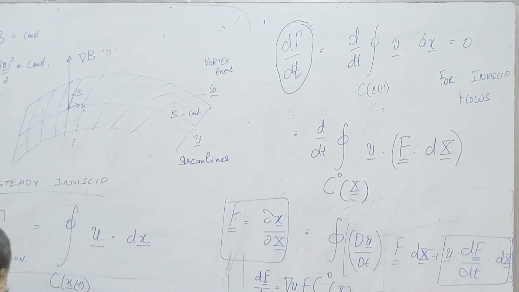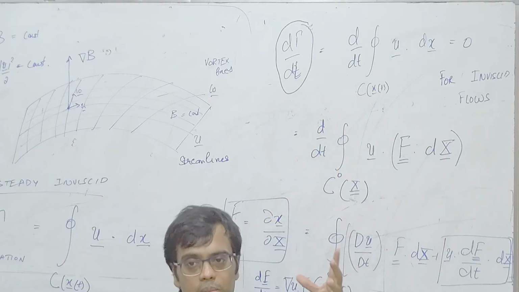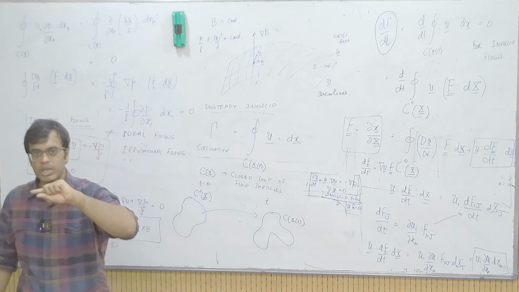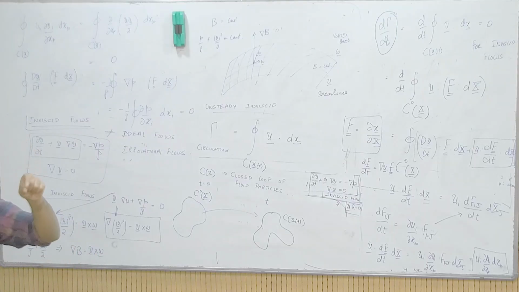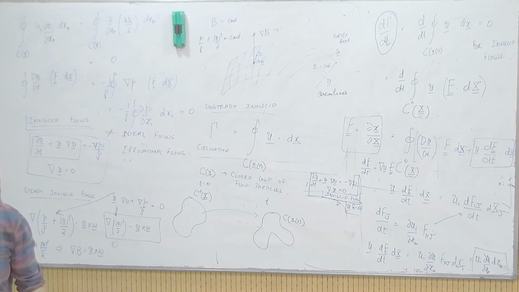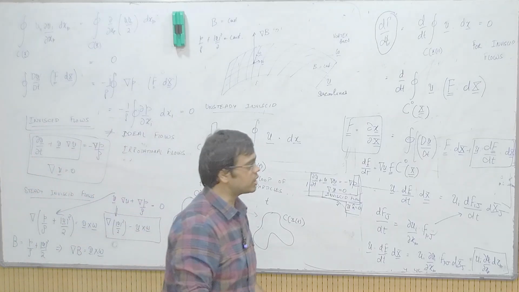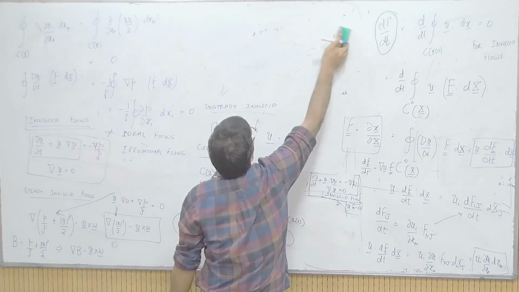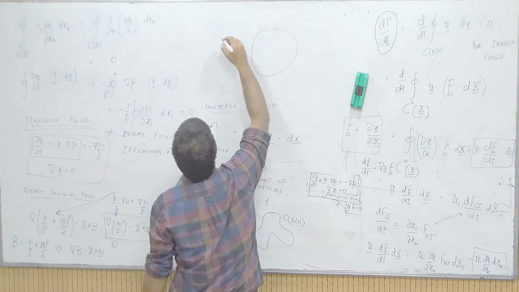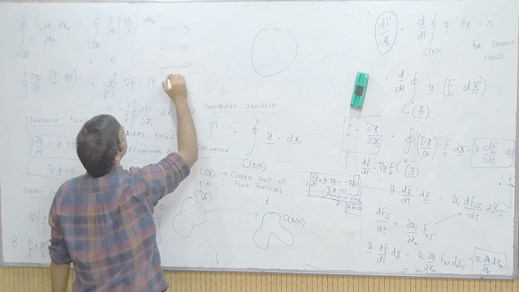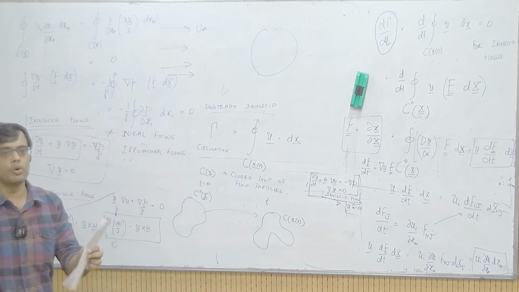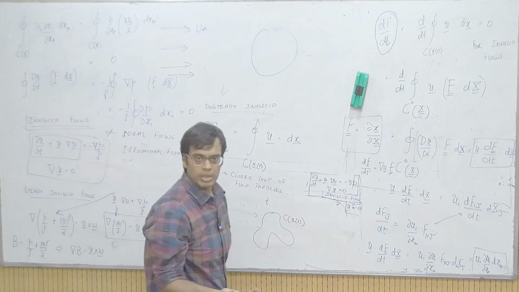The meaning of this is that, remember, this circulation is defined by integrating over material curves, a closed loop of fluid particles. So this loop is formed by joining some random fluid particles. So let us say there is a flow coming towards a body, and far upstream in the flow there is no vorticity.